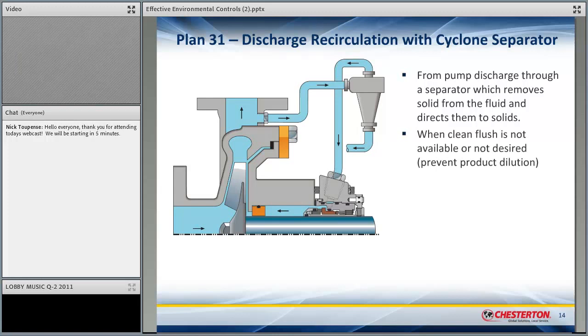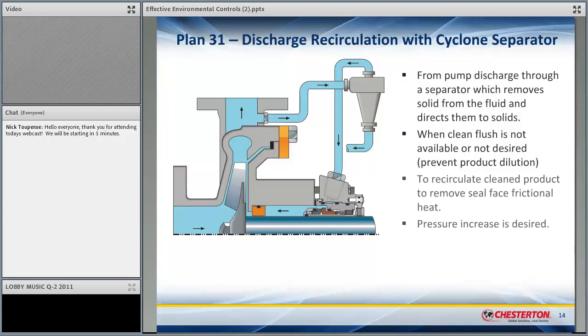And this is utilized once again when clean flush is not available, or we don't want to dilute the product with a clean flush. So we utilize the pump fluid itself. We just want to remove the solids that could be entrained in the pump fluid. What we're trying to do is recirculate clean product and remove that frictional seal face heat. Okay. At any time a pressure increase in the stuffing box is desired, this is a common piping plan that is used.